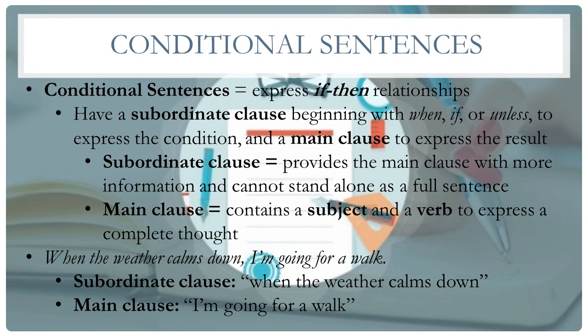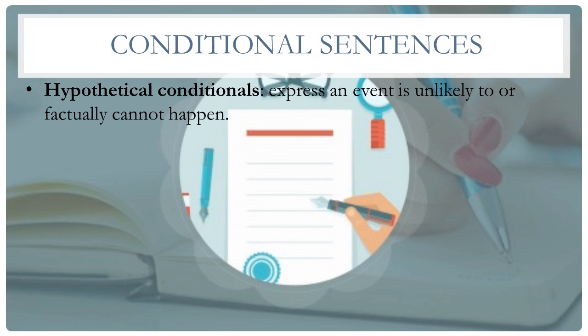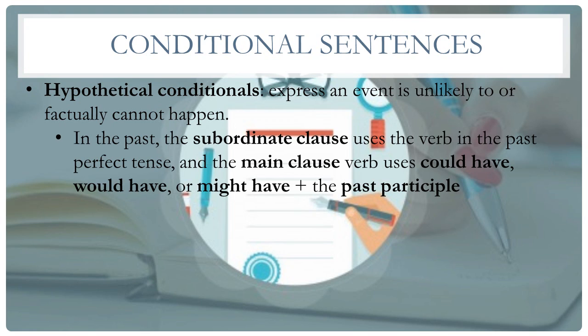Conditional sentences are used to show three different types of conditions. The first is the hypothetical condition, or hypothetical conditionals. They are used to express that an event is unlikely to or factually cannot happen. To do this in the past tense, the subordinate clause uses the verb in the past perfect tense, and the main clause verb uses could have, would have, or might have, plus the past participle.